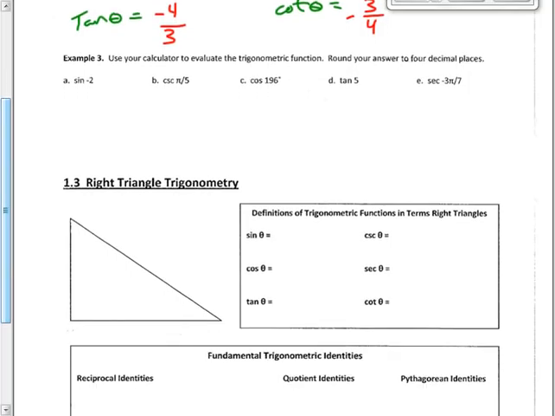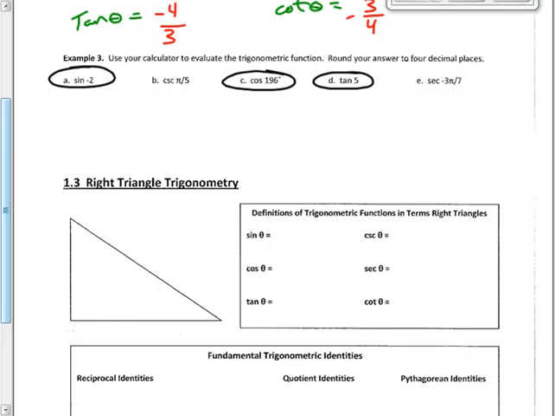Example 3, using your calculator. I still can't get that TI to come up here on the screen, thanks to wonderful Windows 7. But you can use your calculator to do this. The sine of negative 2, you're just going to type that in. Okay, so go ahead and just type that in. Cosine of 196 degrees, you're just going to type that in. Tangent of 5, you're going to type that in.